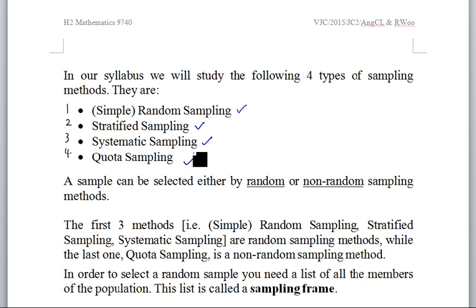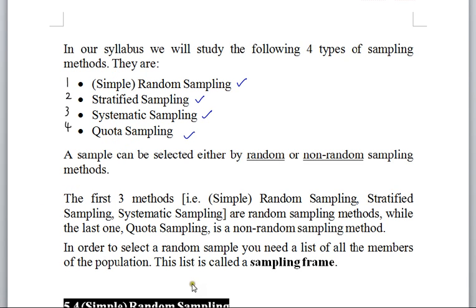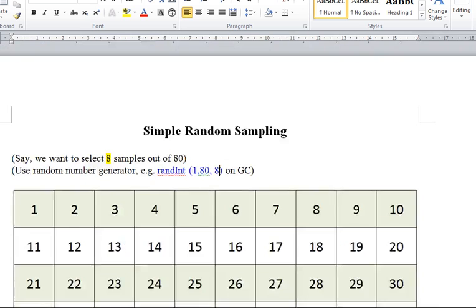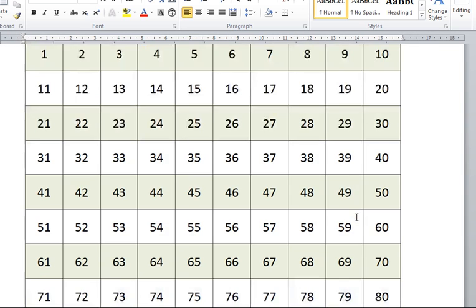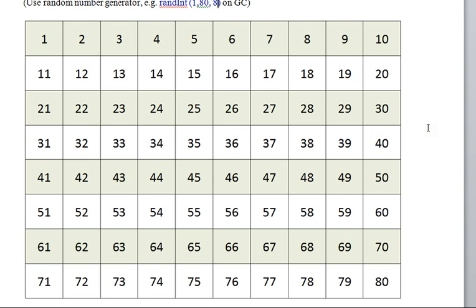What is simple random sampling? Let's say, for example, you have a population of 80 people only. The population is 80. No need to copy this, doesn't matter. You only want to collect 8 samples. I'm using this example to illustrate what simple random sampling is. A quick way is to use a random number generator to generate 8 numbers.